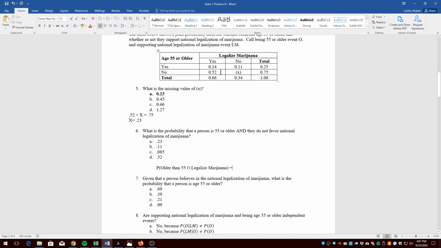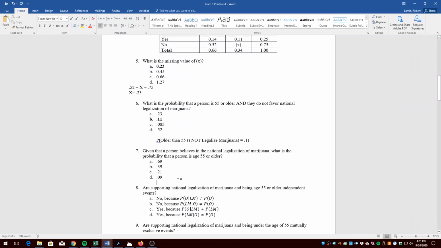Now remember, these top 4 left cells all represent intersections. So all we have to do to solve this one is ask, are they older than 55? Yes. Do they want marijuana legalized? Yes. And so that should be, oh wait, did I read this wrong? Oh, yeah, I did. They do not favor. So they don't want marijuana legalized. So we go, they're older than 55 and do not want marijuana legalized. That should just be in that cell there, because that represents the intersection of those two things, or 0.11.